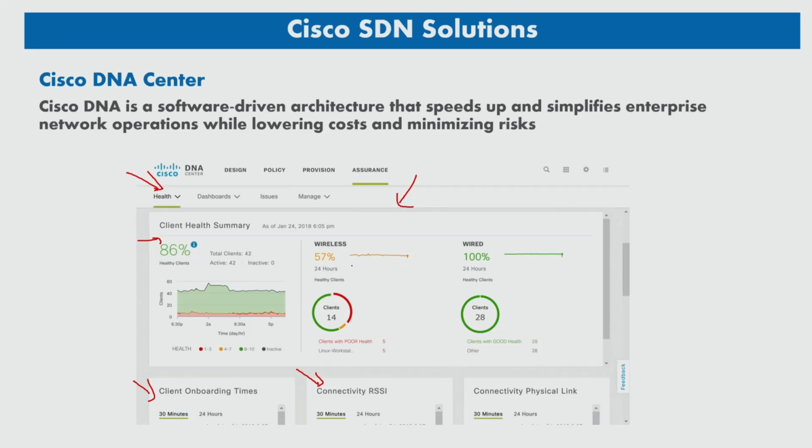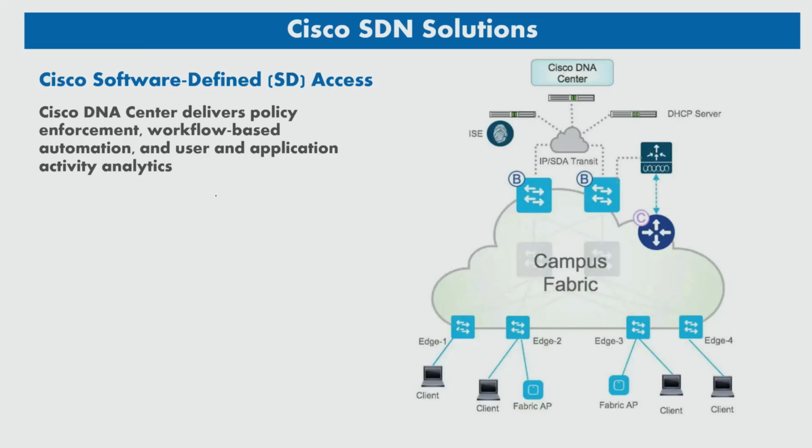So it's going to be very easy to troubleshoot. Next, the Cisco SDN solution is Cisco SDA, or Cisco Software Defined Access. Cisco SDA is an enterprise intent-based networking solution based on Cisco DNA concepts. Now, without rewiring the network, it allows automated end-to-end segmentation to separate user, device, and application traffic.